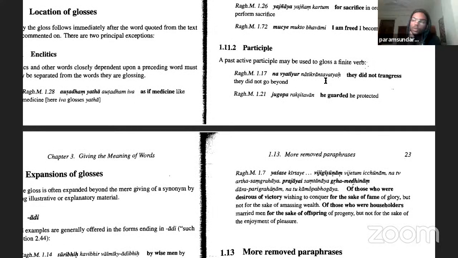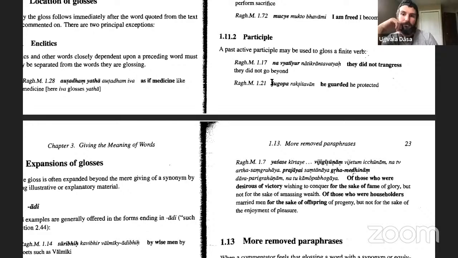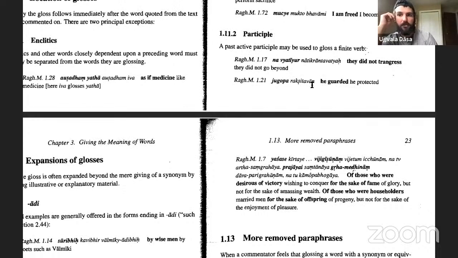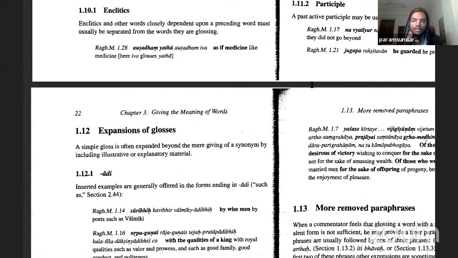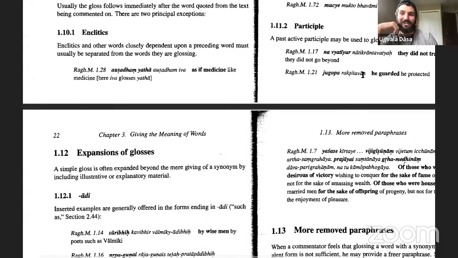This is also like vyatiyuh is a finite verb, right? Yeah, I think it's vidhiling. Yeah, vyatiyuh looks like that. But the gloss is atikrantavatyah, and the gloss is a noun. Yeah, that's what they're saying. The participles will be used to gloss. Jugopa: rakshitavan, he guarded. Jugopa: rakshitavan, he protected. Oh, so this is from rakshitavat, raksh plus tavat. Maybe Sanskrit Bharati saw this, because they like this, huh? They always use this.